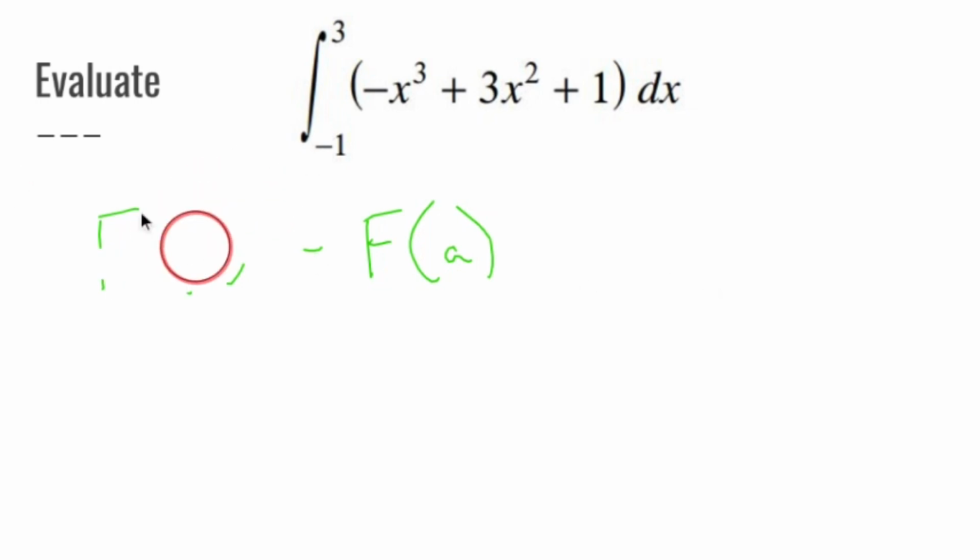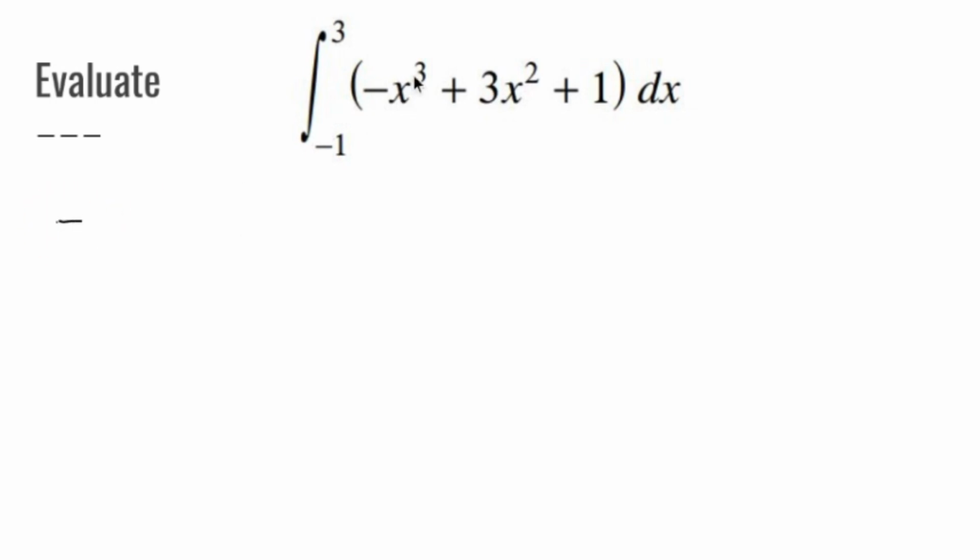So the first thing I have to do, as I erase that, is take the integral. No plus C's in this. We are finding absolute answers. You're taking the integral of negative x to the third plus 3x squared plus 1. So a lot of power rule going on here.